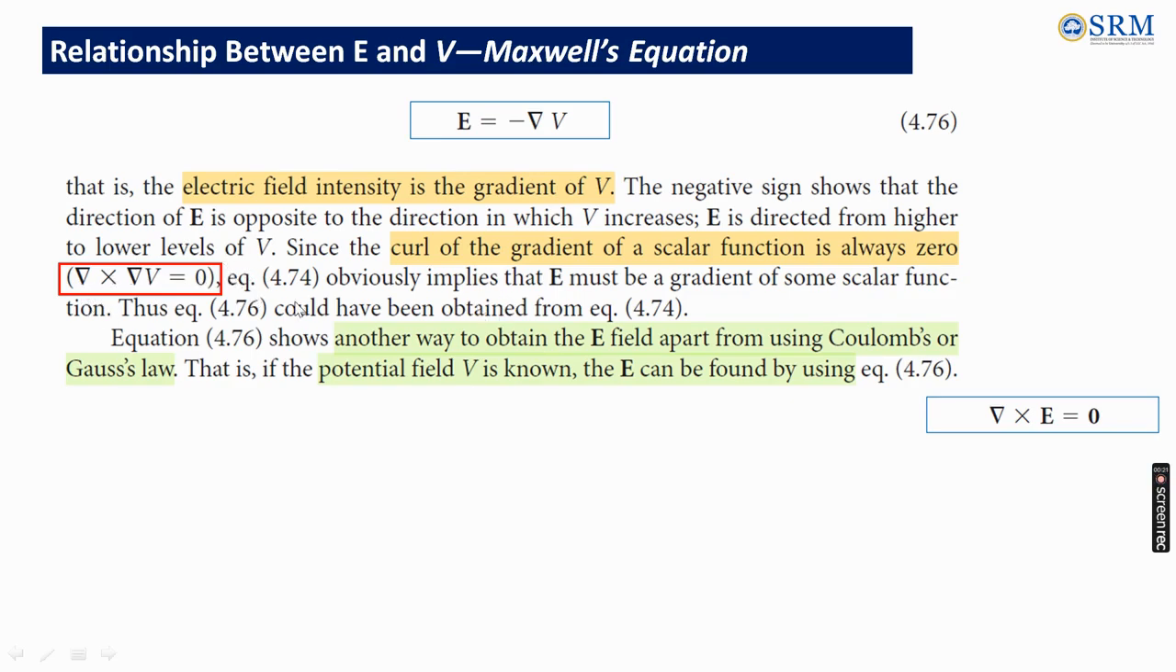It implies that the electric field intensity E must be a gradient of some scalar quantity only, because the curl of a gradient of a scalar function is always 0. We know this property. Based on that, electric field intensity must be a gradient of some scalar function. That scalar function here is the electric potential. So we have found another way of finding the electric field intensity, apart from using Coulomb's law or Gauss's law, in this session.